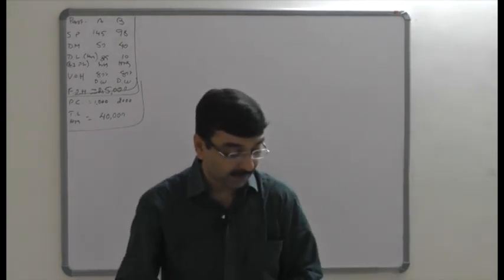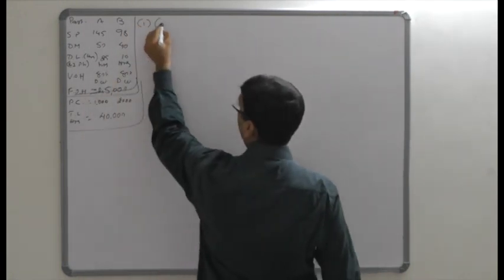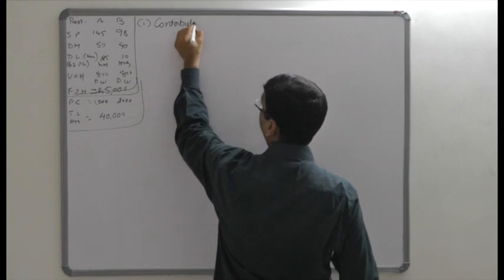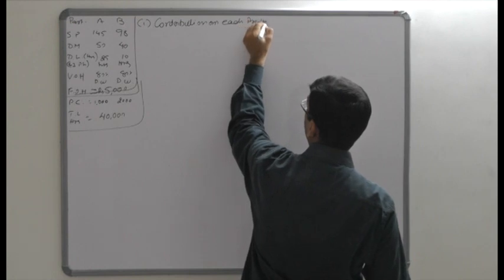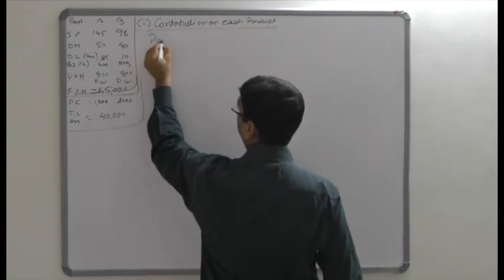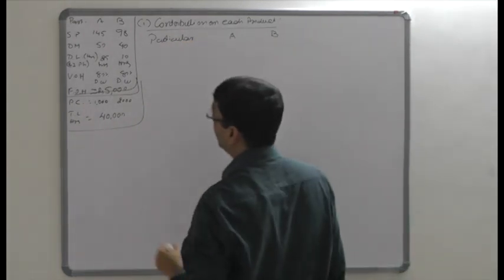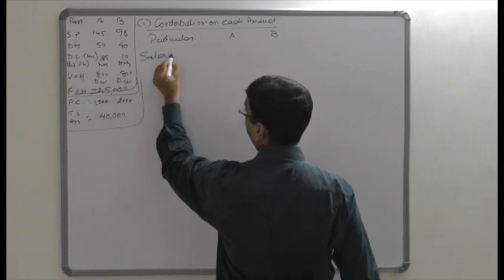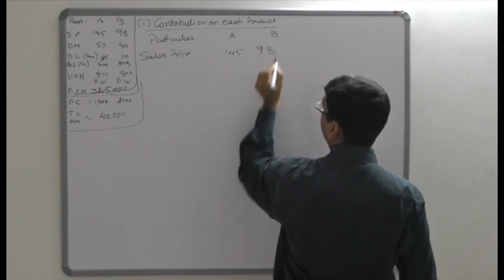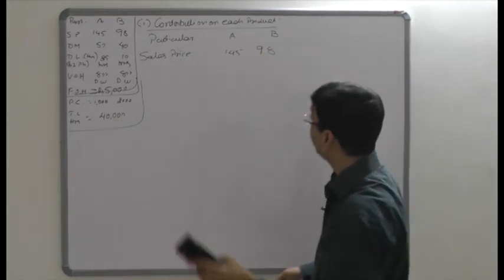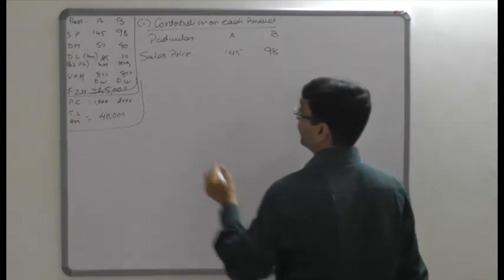For that we will first find out the contribution per unit of each product. First working is the contribution of each product. Let's begin. Particulars, product A and product B. First is sales price, and the sales price of A is 145 rupees and of B is 98 rupees.